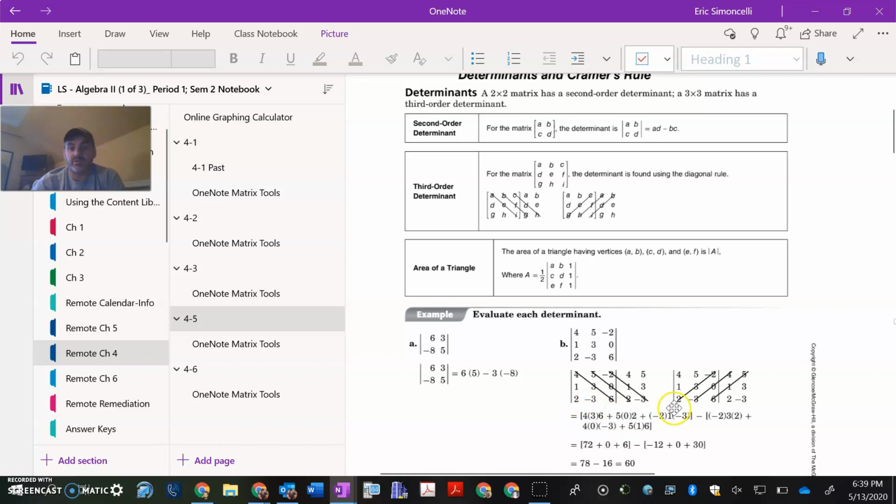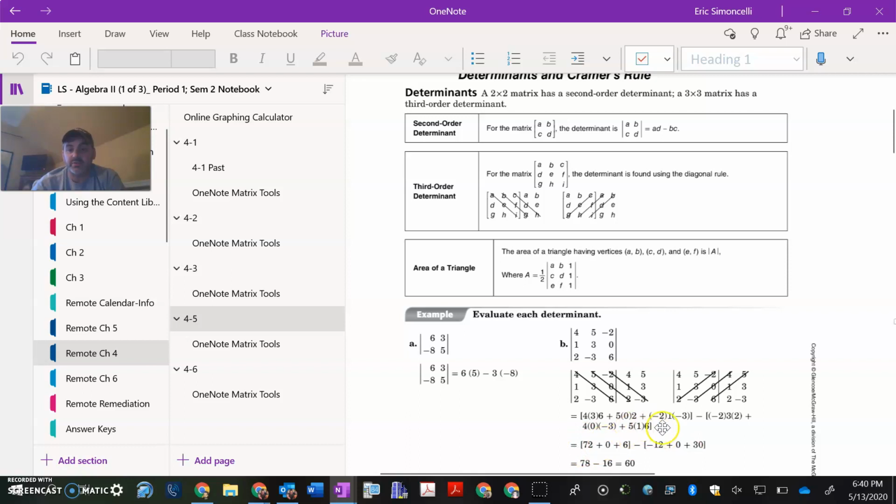Notice they put brackets around these quantities only because you're then going to take that entire value and subtract the upward diagonals in the same basic manner. So 2 times 3 times negative 2, right here. And then negative 3 times 0 times 4, which is right here. And then 6 times 1 times 5 right here. Again, do all of that analysis.